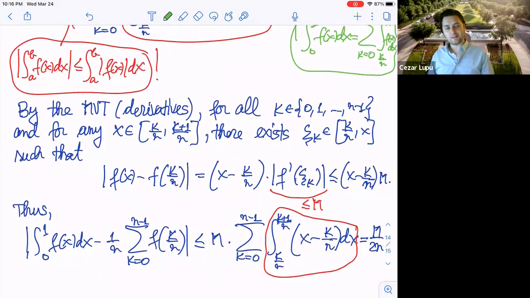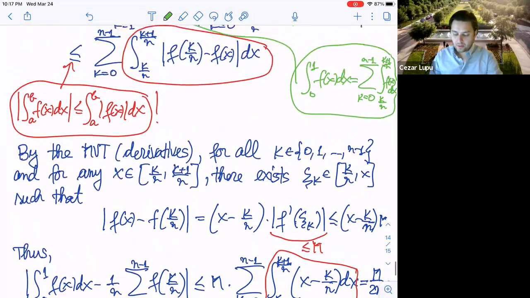As you can see, I would say this is a much more straightforward solution than the official one. It's much more efficient. I don't need to apply the mean value theorems twice, or combine the mean value theorem for integrals with the classical mean value theorem. But I wanted to show you the first solution because it's an application of the first mean value theorem for integrals.